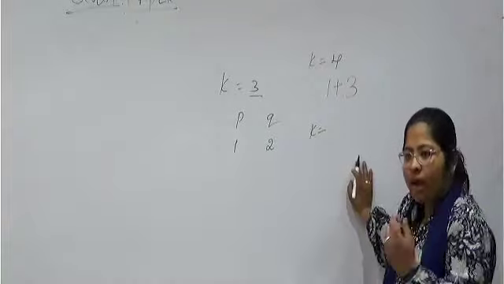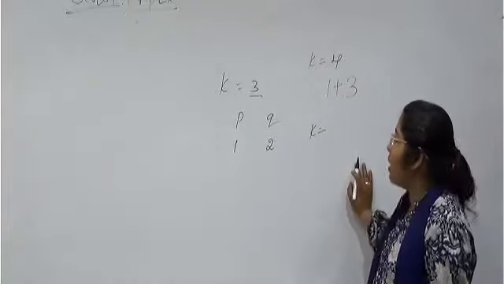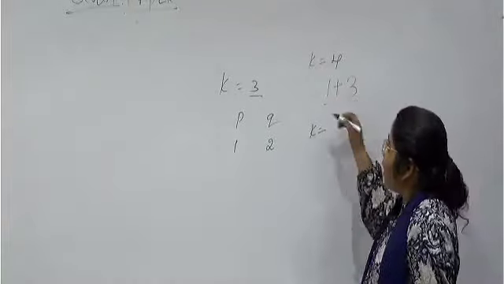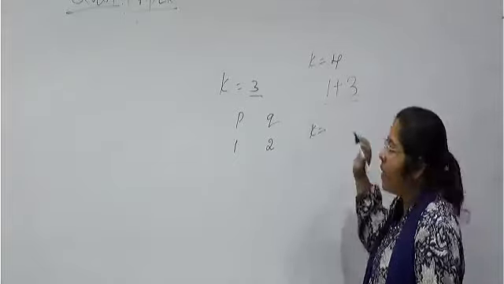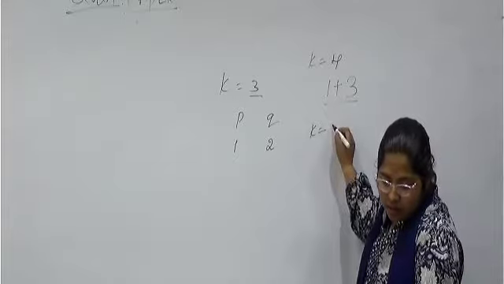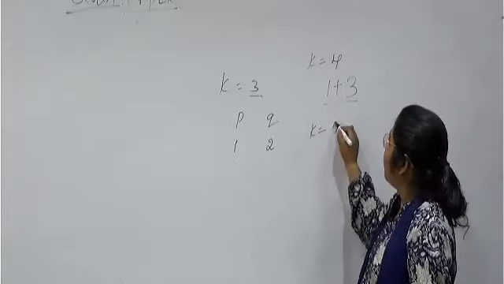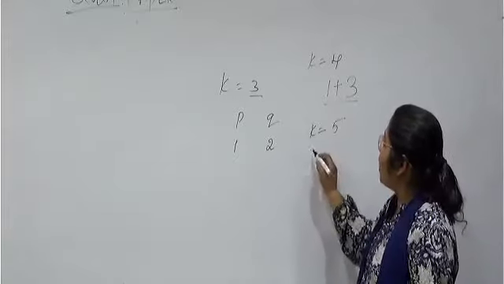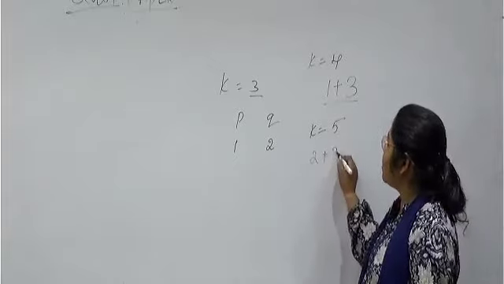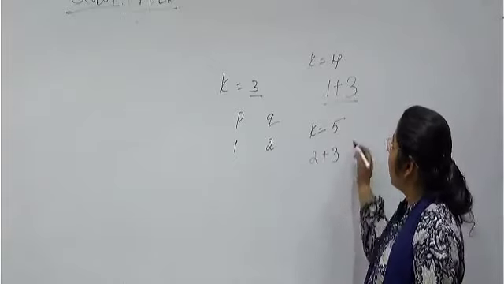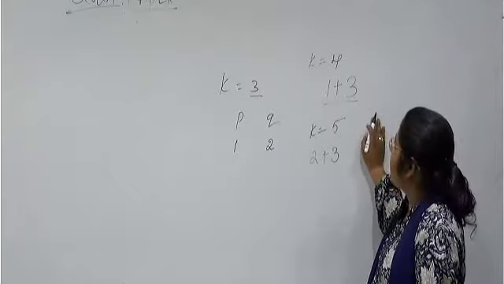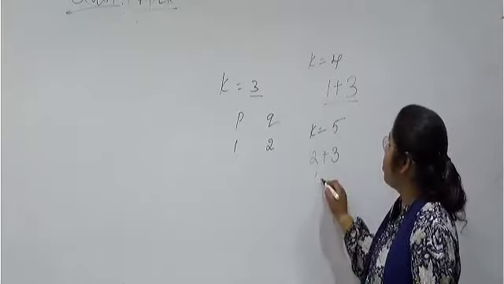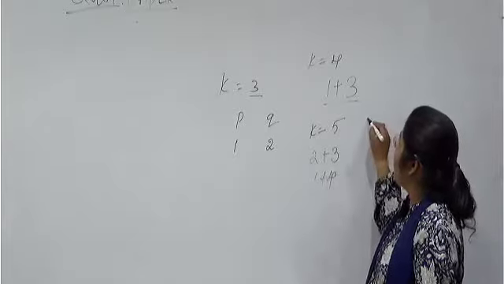Why not? But that's not the answer. 1 plus 3 is 4. Is it not possible? I'm telling you. Now what is the next one? K is equal to 5. How can I make it? 2 plus 3 is 5, right? Actually, 1 plus 4 is also 5. 1 plus 4 is also possible. Now what is the other one?